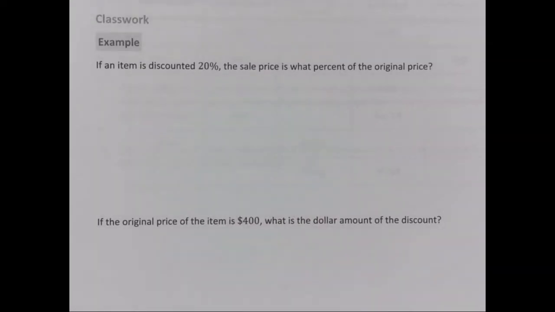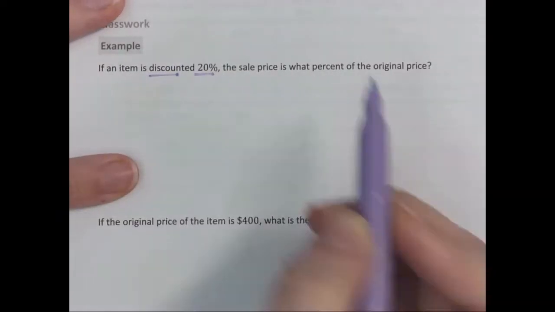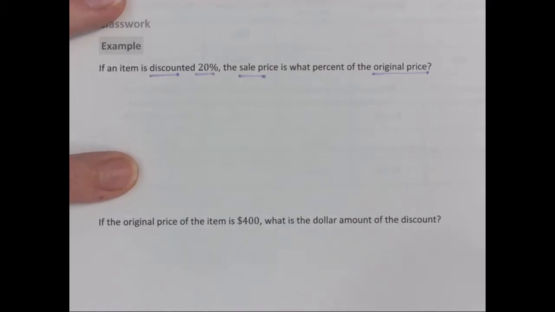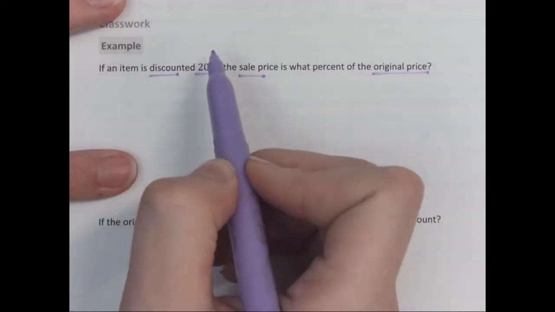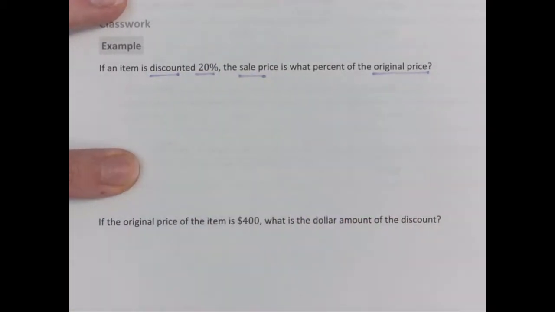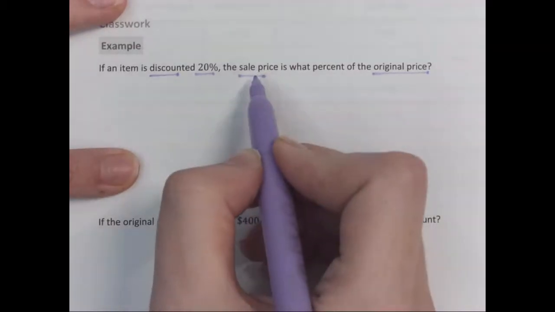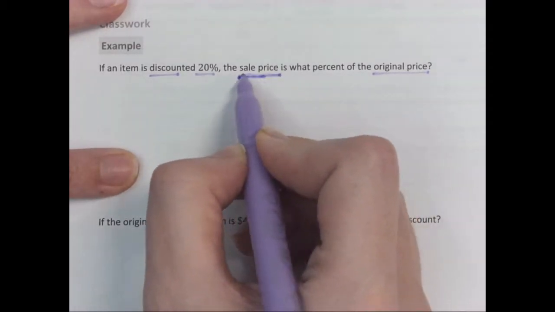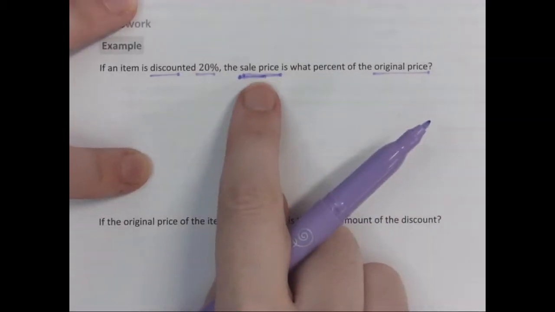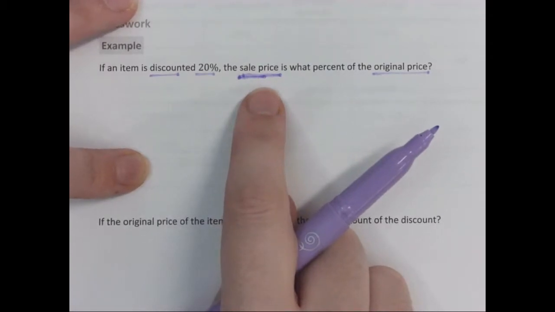Okay, if an item is discounted 20%, the sale price is what percent of the original price? So, the discounted price is the percent of the whole price that you don't have to pay, right? It's the percent that goes away. The sale price is the price you pay. So it's the percent of the whole that you do pay, the sale price. We want to know what percent the sale price is.